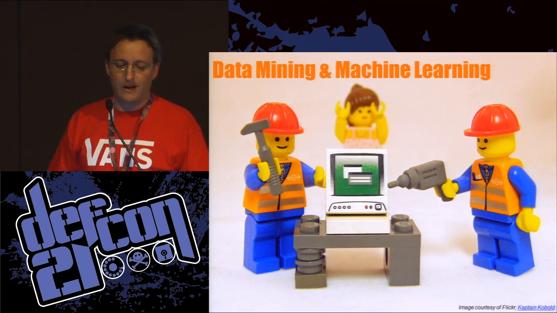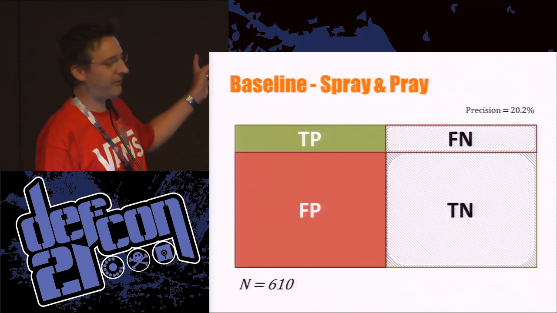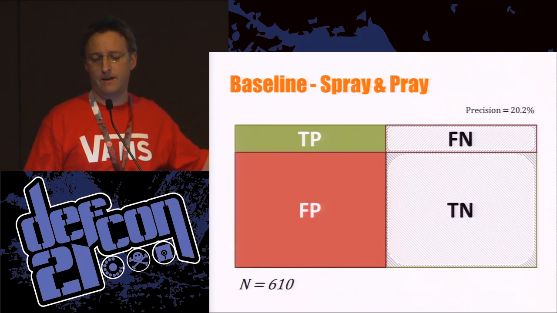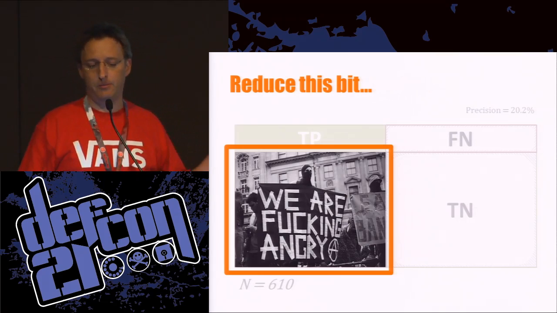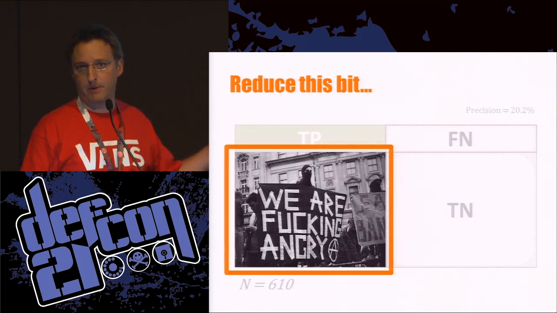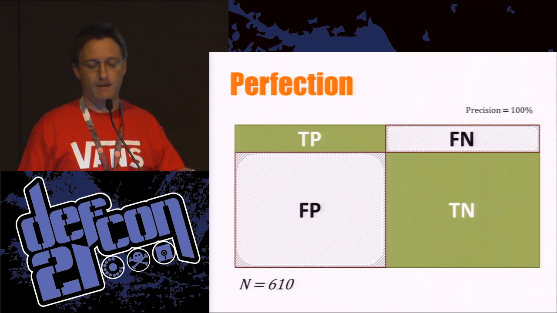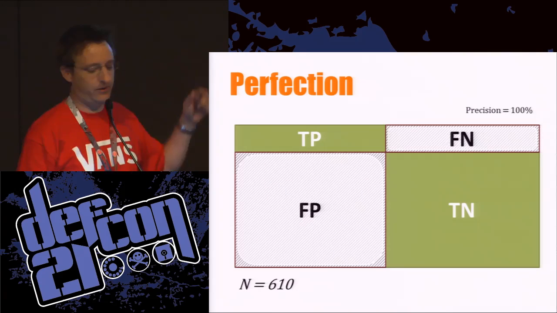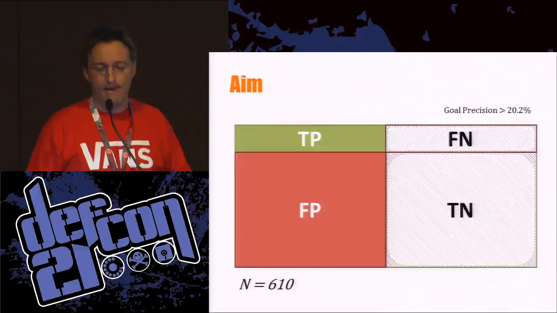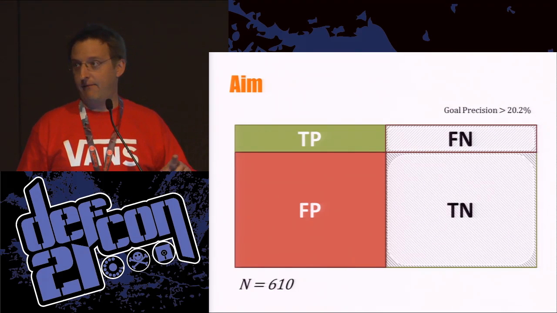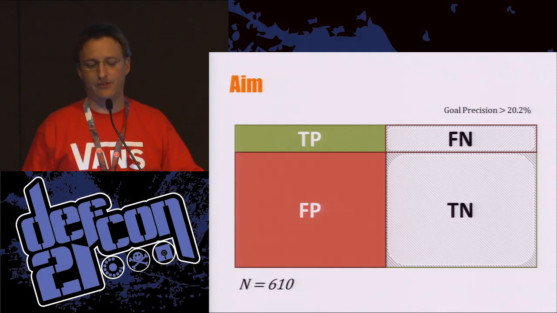So, moving on quickly to data mining and machine learning. This was our baseline performance, false positives in red, true positives in green. We want to avoid this bit really, because these are the people that are probably going to try and suspend us. Try and aim for this, which is perfection and a precision of 100%. We're going to go light on some of these terms. The real aim here for us isn't to achieve perfection. Well, it actually is to achieve perfection, but we're not going to do it.